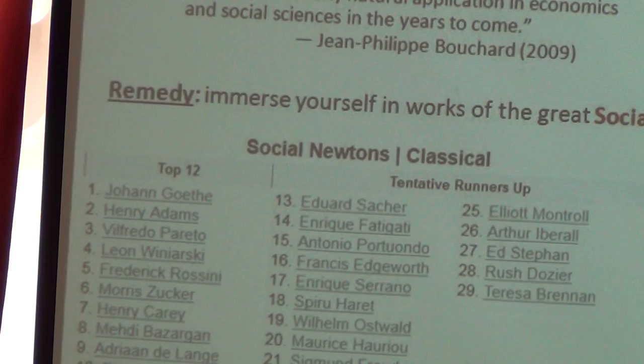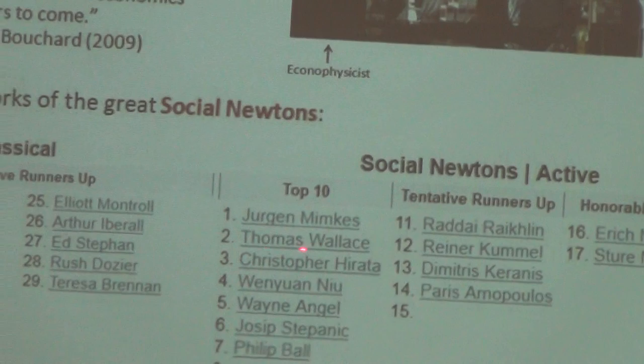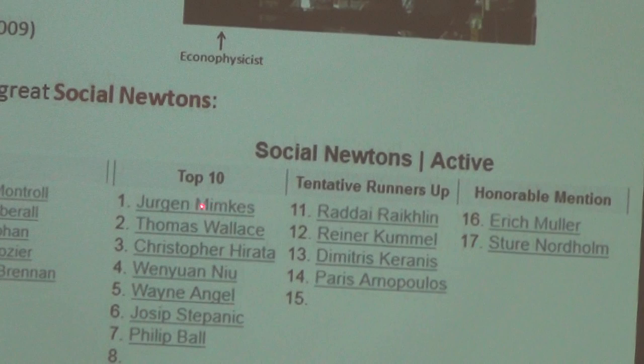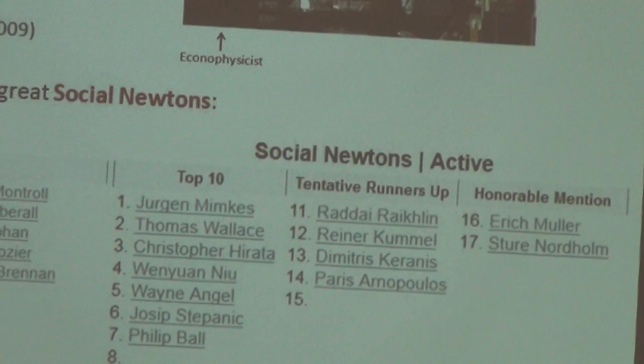And these are some of the modern greats here. Georgescu-Roegen is social Newton number 2. Thomas Wallace models socioeconomic systems thermodynamically. Thomas Wallace does the same thing. He's a physical chemist, though, and he models the rise and fall of civilizations in terms of thermodynamics. So you're going to want to study these works if you want to get away from toolism.